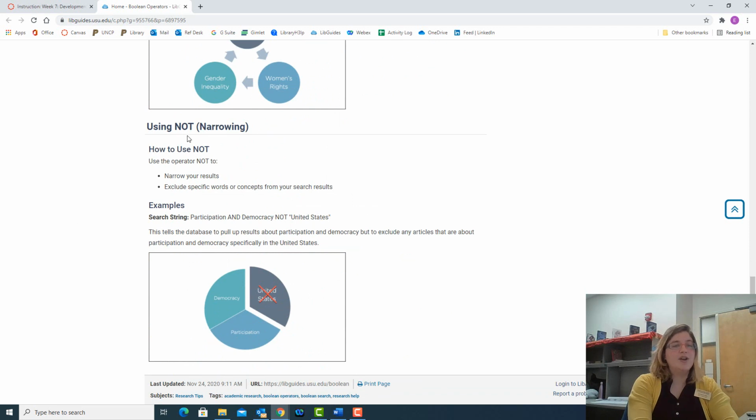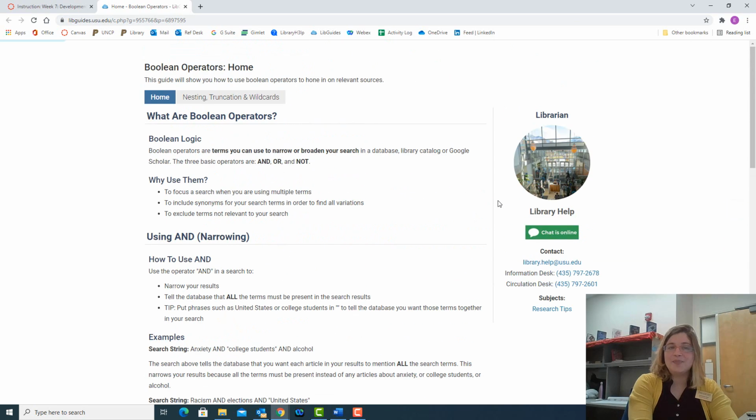The last one, not, does narrow your topic, but it does so by eliminating one of the words. So, for example, they have democracy and participation, but they don't want the United States. And that will eliminate any articles that talk about the United States, and so it will narrow your search results because it's eliminating one of these searched words. I hope that makes everything very clear about Boolean operators. We are going to be talking about these a lot in the upcoming classes.